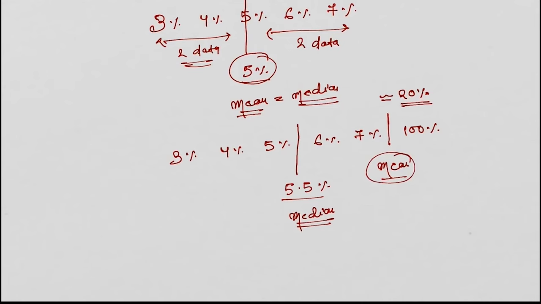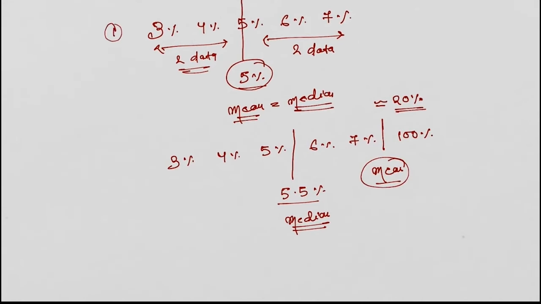What is the difference between the first data and the second data? The difference is I added an outlier in the right hand direction. What is an outlier? An outlier is a value which is very much greater than or very much less than, or very different from the rest of the data set. That is called an outlier. So this 100 is an outlier.